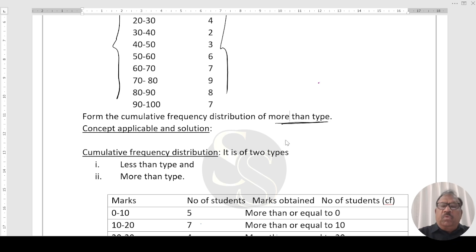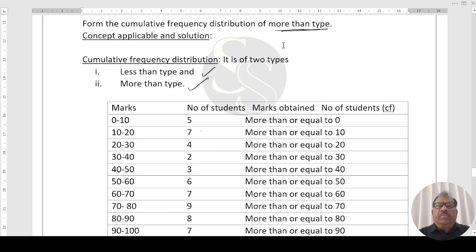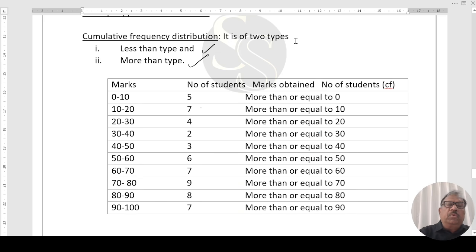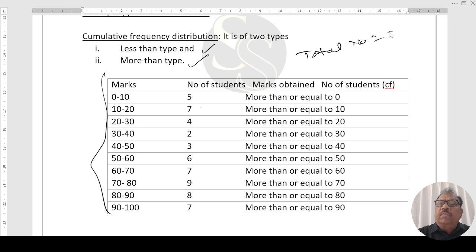Cumulative frequency is of two types. One is less than type, another is more than type. In case of more than type, this will be the case. This is the question given to you. We have to form the cumulative frequency more than or equal to. More than or equal to 0, that will be the total number. How many are there? Total number is 58.